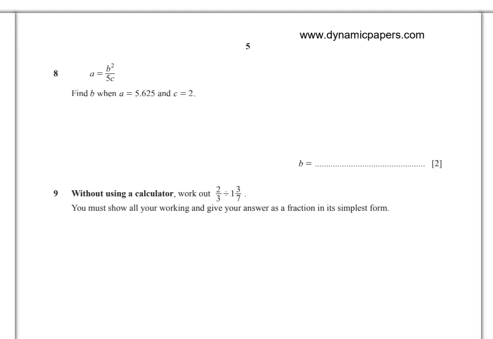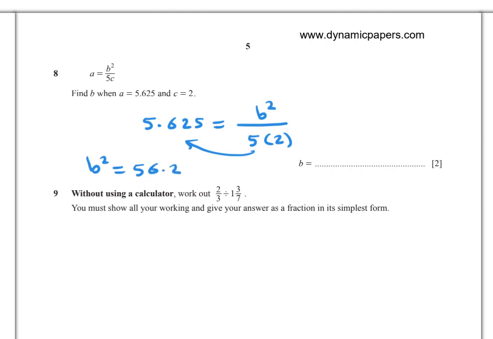Number 8, a equals b squared over 5c. Find b when a is 5.625 and c equals 2. Now substitute, both equal. a, 5.625, equals b squared over 5c, 5 times 2, which is 10. Now multiply 10 by 5.625 to get b squared. So b squared equals 56.25. Now to find b, square root the answer.